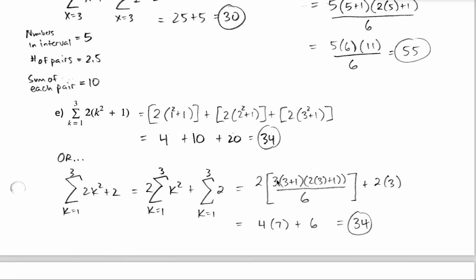And so that 3 is going to go away. This is going to become a 2. And now I'm multiplying by 2 and dividing by 2, so that's all going to go away. So we're just left with 3 plus 1, which is 4, times 2 times 3 plus 1, which is 7. So 4 times 7, plus this 6 right here on the outside. So we got 28 plus 6, that's 34.